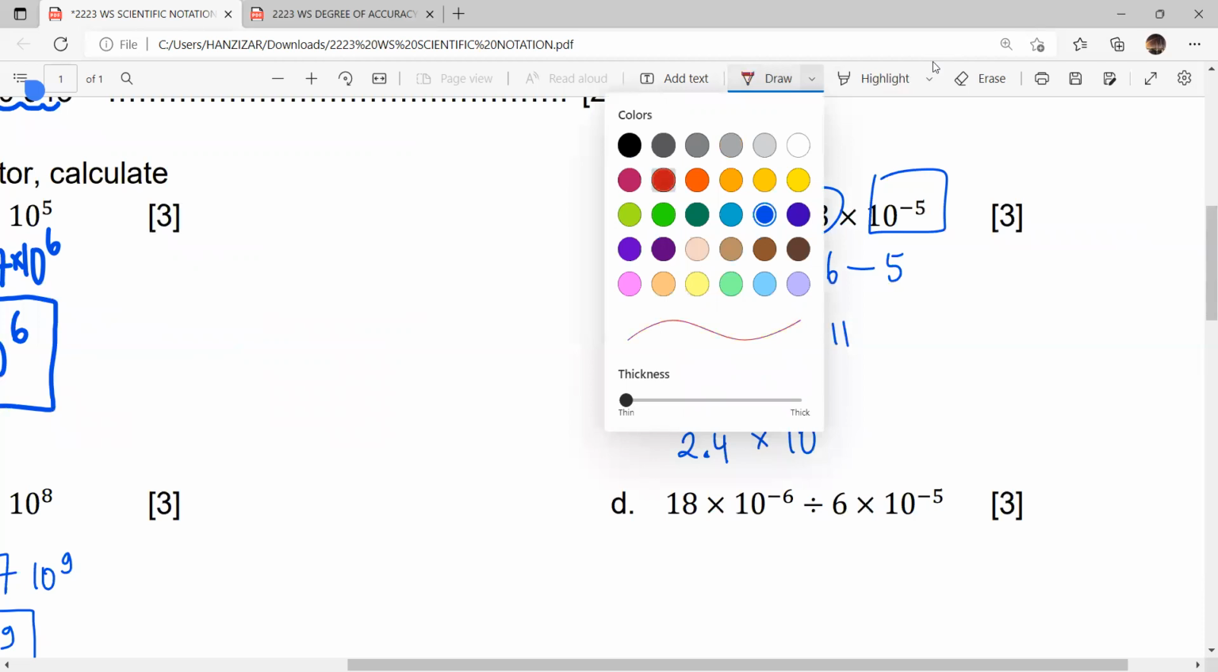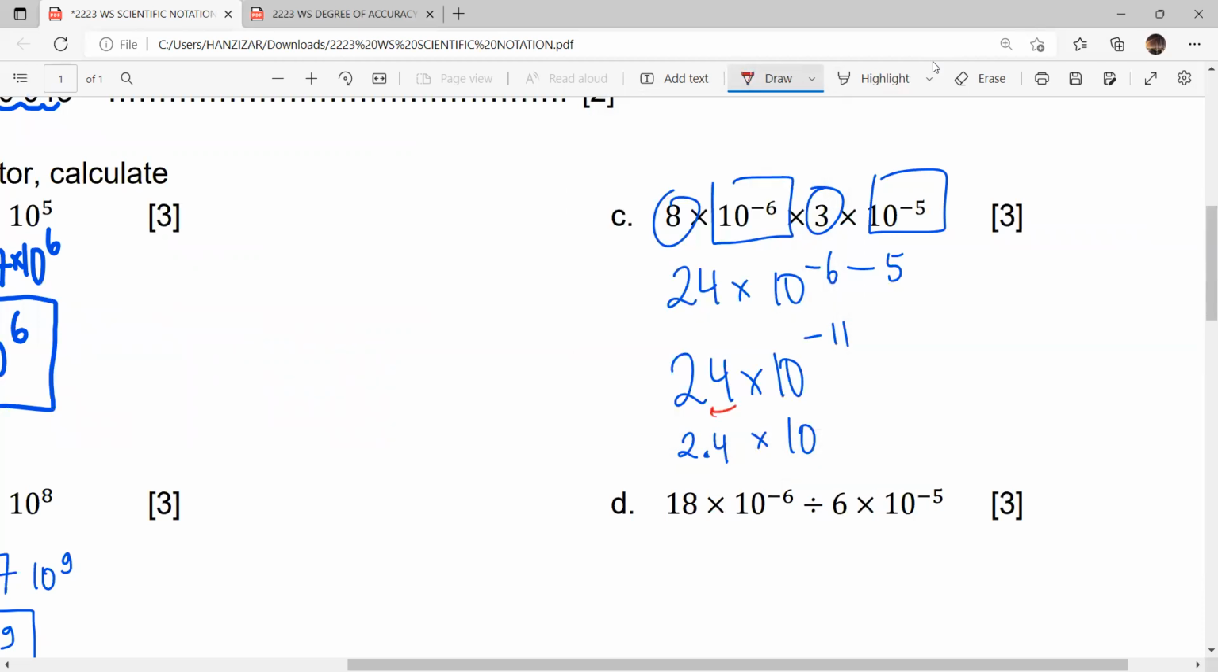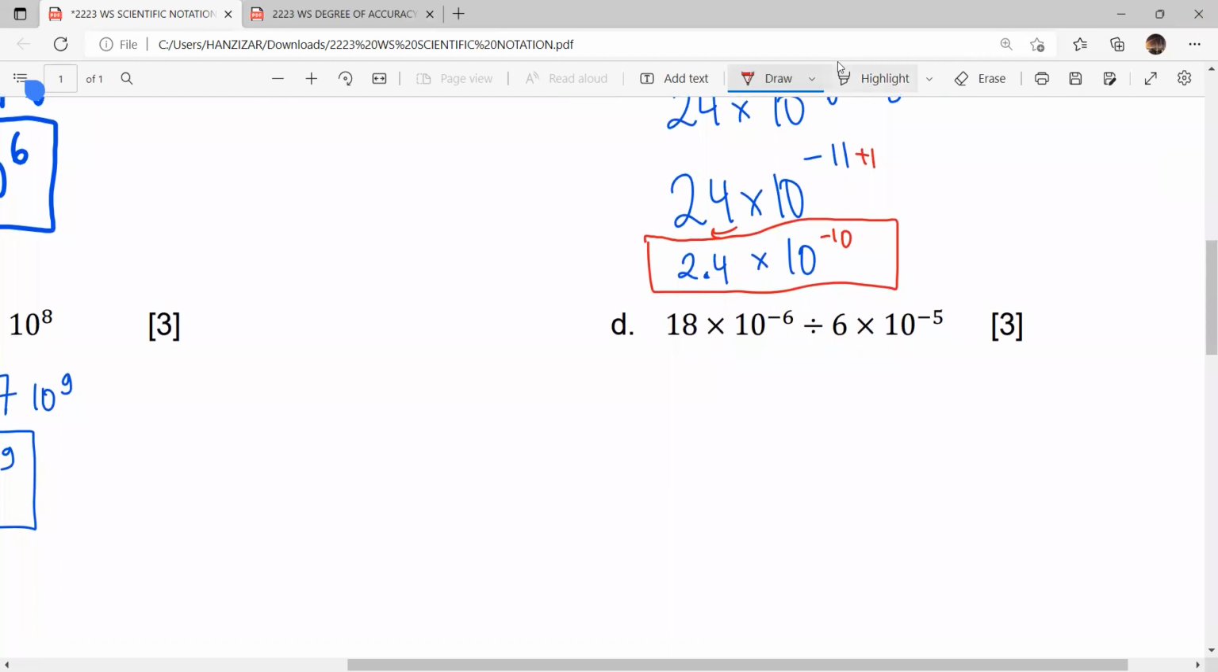Right? Again, you go left, you add one. Decrease the decimal, increase the power. It's -10. Don't write -12. Be careful. This is a negative sign. Next, 18 divided by 6.